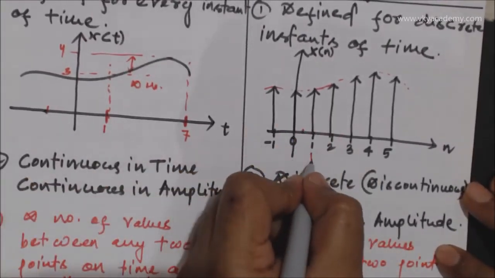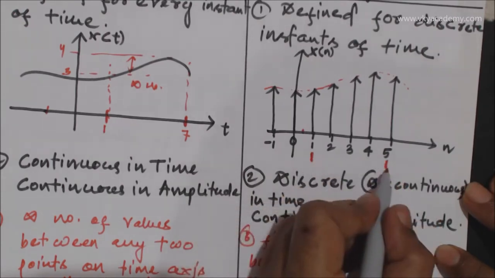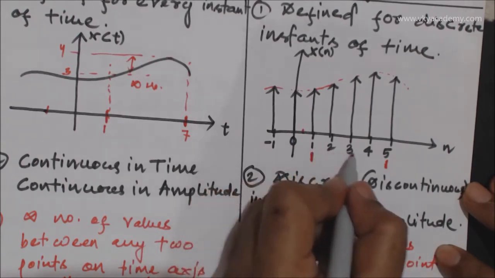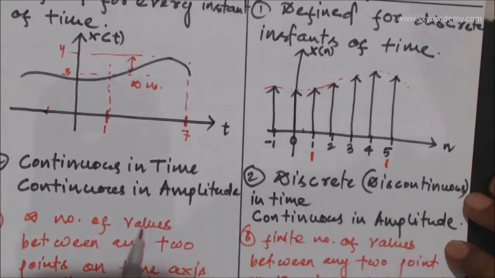So between 1 and 5, including 1 and 5 also, we have 1, 2, 3, 4, 5 number of samples. So the number of points between any 2 points on the x-axis is finite. That is why we can say this is discrete or discontinuous in time.